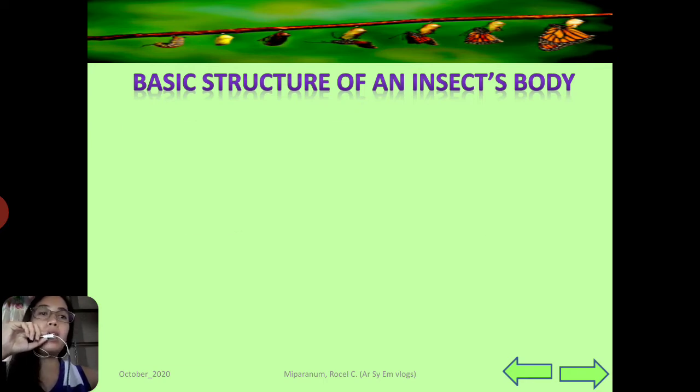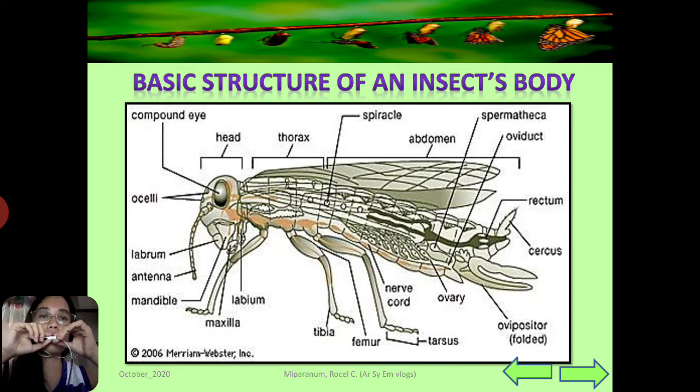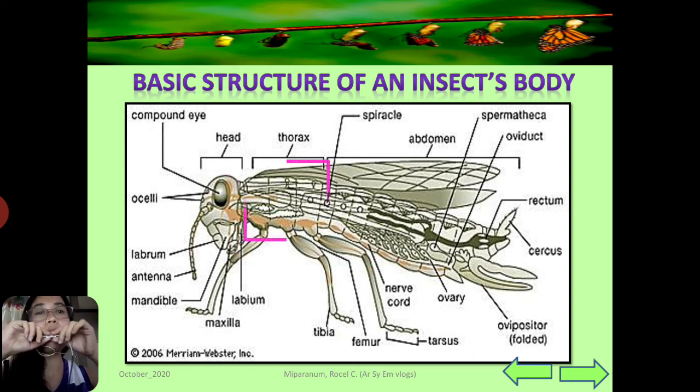An insect's body has three body regions. The first one is the head. The head is considered the sensory region because most of the sensory organs can be found on the head, like the compound eye, the ocelli or simple eyes, the labrum, the antenna, and so forth. The next region is the thorax.